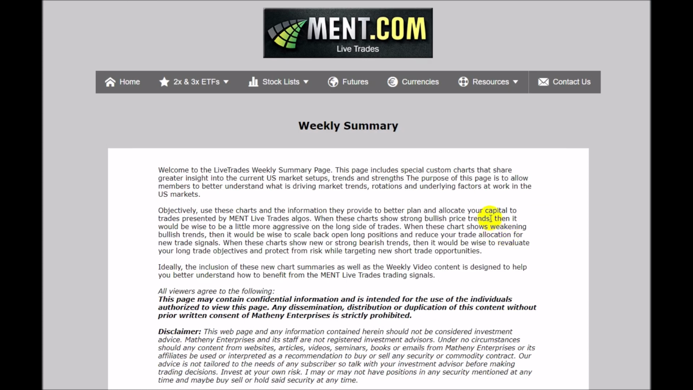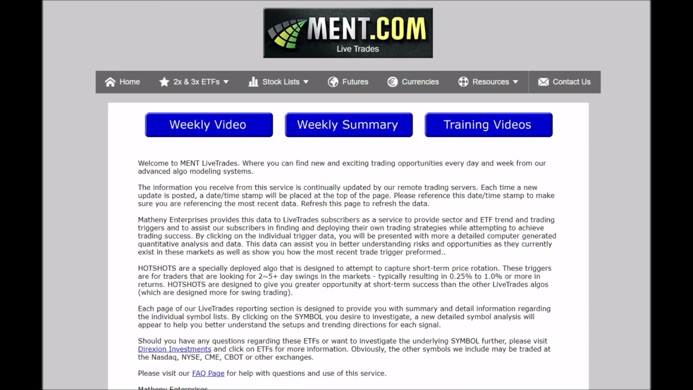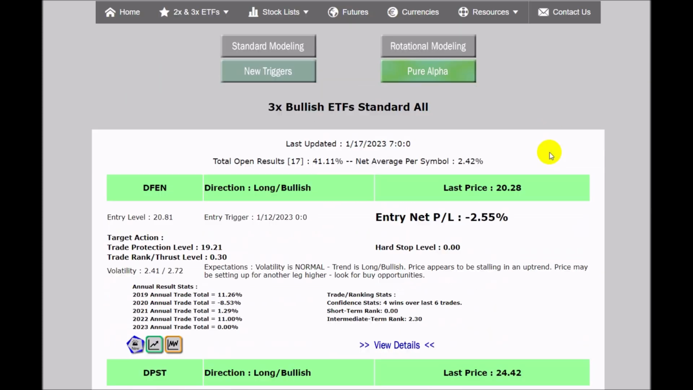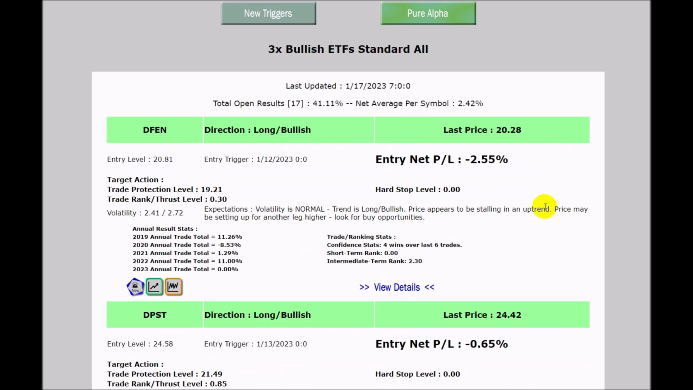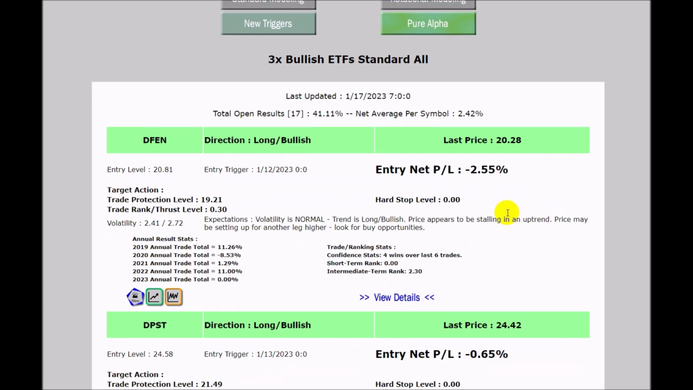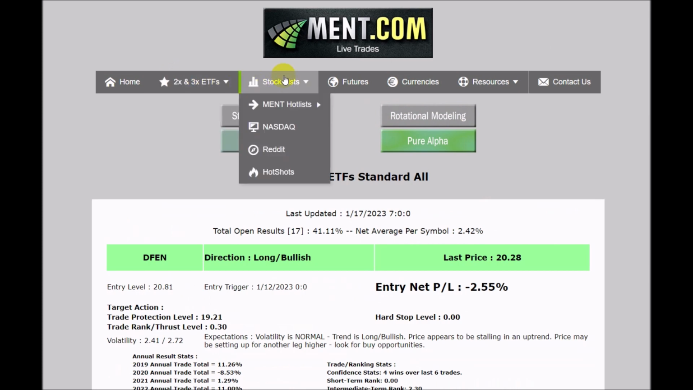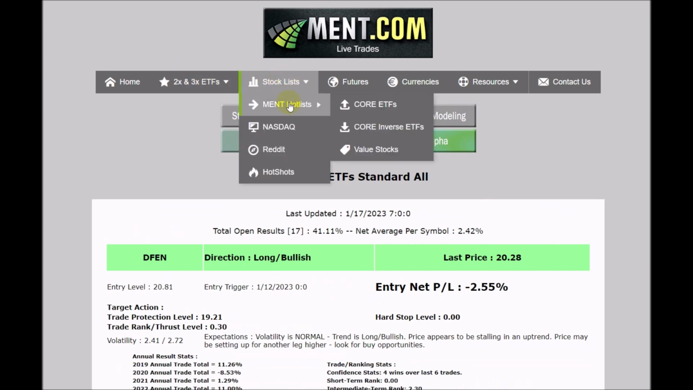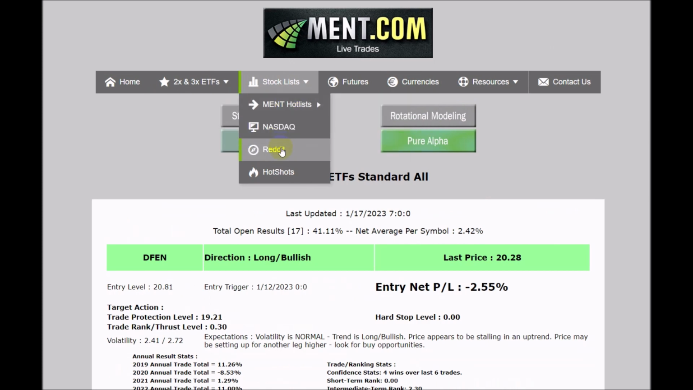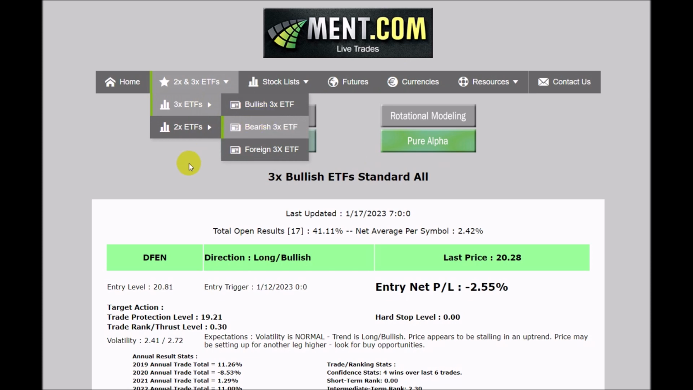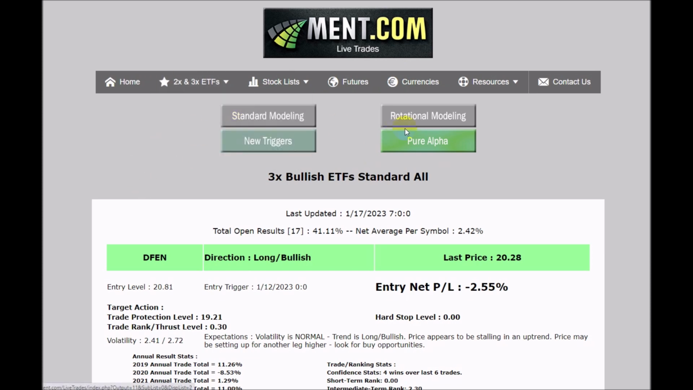But the long and short of it, on top of all of this data, you have what are called my LiveTrades algos. The algos themselves are running on hundreds of symbols broken into categories of 2x and 3x ETFs, stock lists, which include the core ETFs, core inverse ETFs, value stocks over here, the NASDAQ, the Reddit list, and the Hot Shots list, futures, and currencies. Now, each algo is broken into what is called standard modeling and rotational modeling.